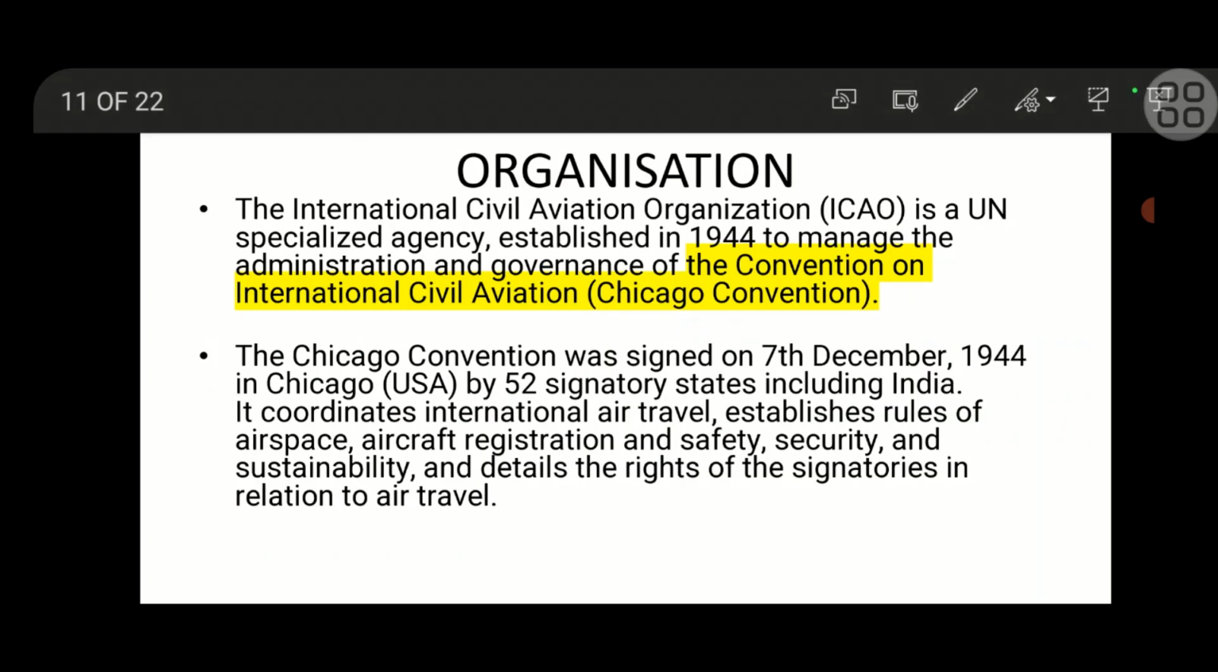Okay. About ICAO, International Civil Aviation Organization, which is a UN specialized body. Its main objective is to manage the administration and governance of the Convention on International Civil Aviation. And India is a signatory to this convention. So it establishes rules, airspace, etc.